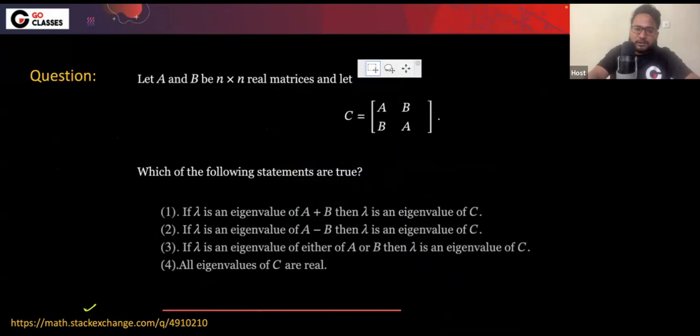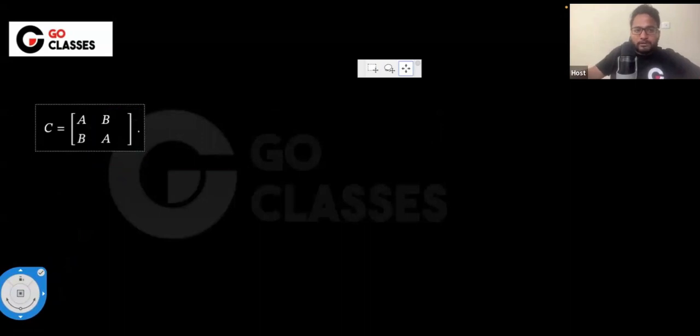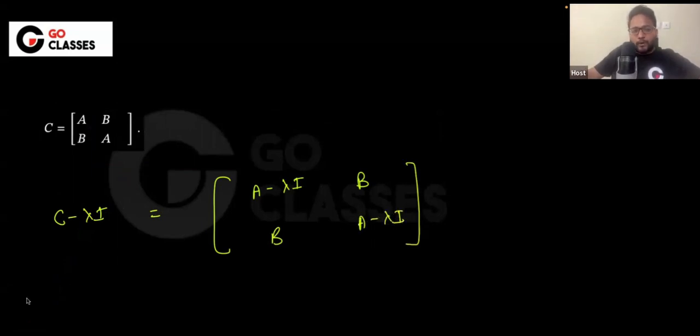So this is a little nice question. What they're saying is, find out the eigenvalues of C. Now you tell me what will be C minus lambda I here? This will be A minus lambda I, B, B, and again A minus lambda I. We need to find out the determinant of this particular matrix, right?